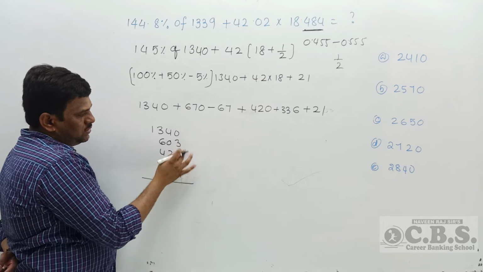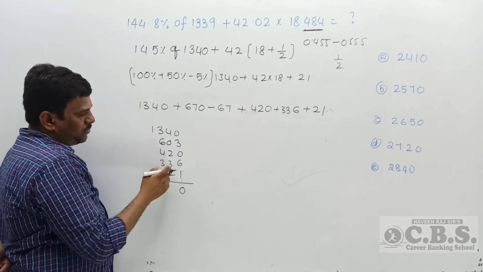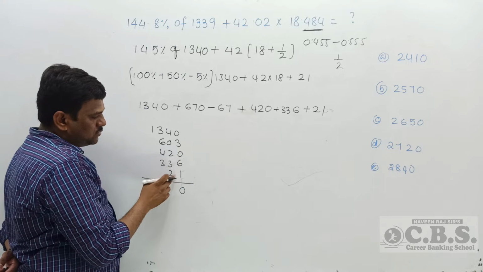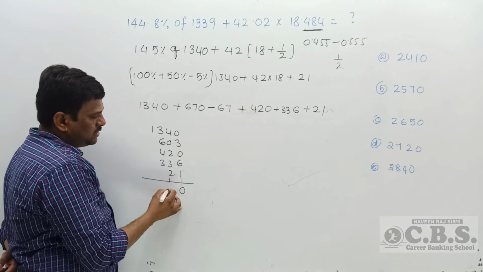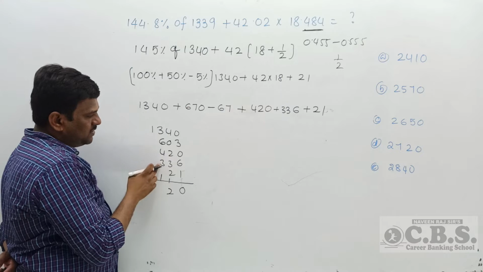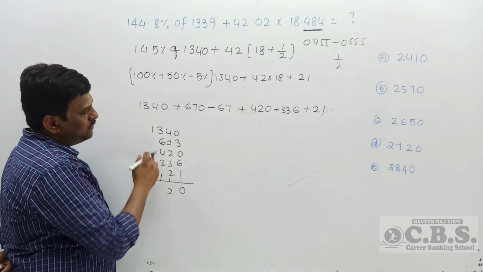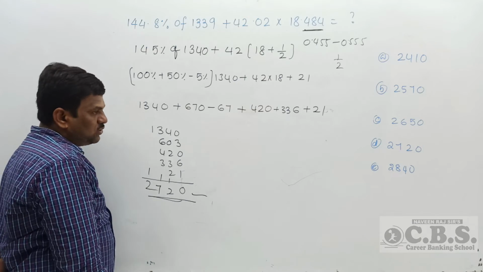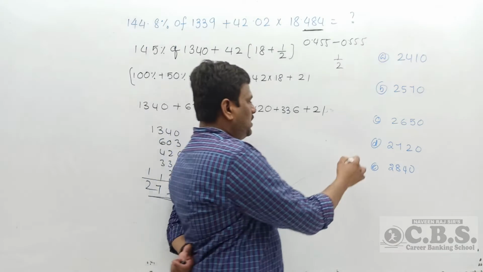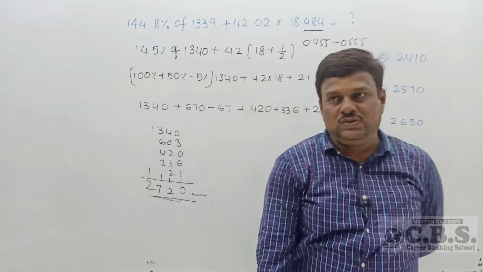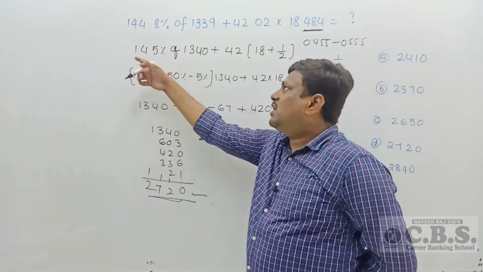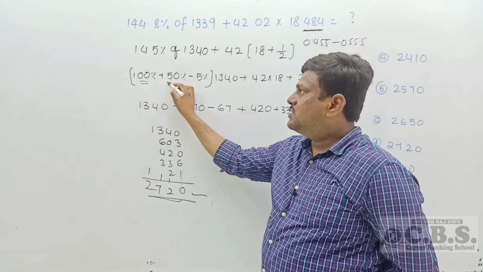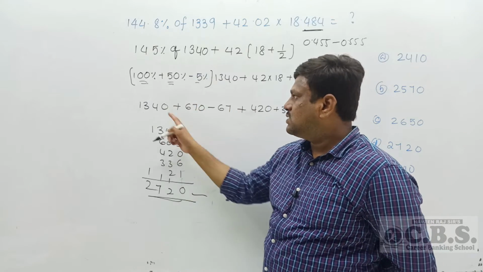So 6 plus 3 is 10, carry 1. 2 plus 1 is 3, 3 and 6 is 9, 9 and 1 is 12... 4 plus 3 is 7, 8. 8 plus 6 is 14, 14 and 17. 2720. So 2720 is the accurate answer. Which option? Option D is the answer. Okay, so this is the process to do the question. 145%, I split as 100 percentage, 50 percentage, minus 5 percentage.